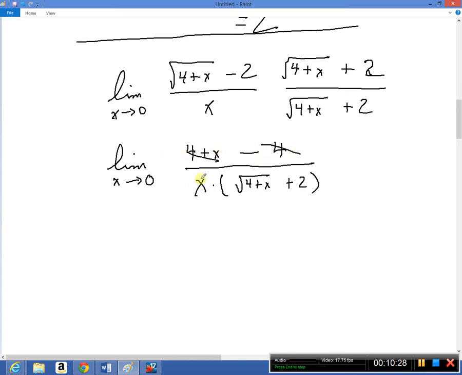You're left with x on the top, so you can cancel the x's, and that leaves you with limit as x goes to 0 of 1 on top, divided by square root of 4 plus x plus 2. And that limit is 1 over 2 plus 2, 1/4.